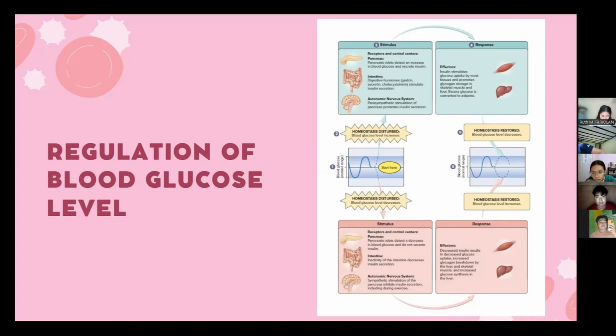Second is when the blood glucose level decreases, the pancreas, intestine, and the autonomic nervous system stop producing insulin. This results in decreased insulin, so the decreased insulin results in decreased glucose uptake, increased glycogen breakdown by the liver and skeletal muscle, and increased glucose synthesis in the liver. This results in the restoration of the homeostasis because the blood glucose level increases. So that's all for the pancreas.